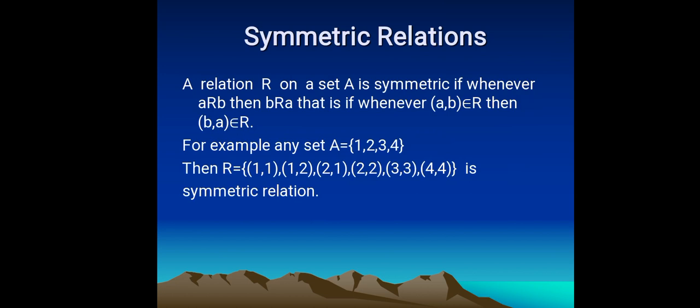Symmetric relation. A relation R on a set A is symmetric if whenever A is related to B, then B is related to A. That is, whenever (a,b) belongs to R, then (b,a) belongs to R. For example, in any set A = {1, 2, 3, 4}, R = {(1,1), (1,2), (2,1), (2,2), (3,3), (4,4)} is a symmetric relation. This relation is called symmetric because (1,2) and (2,1) both fulfill the condition of a symmetric relation.